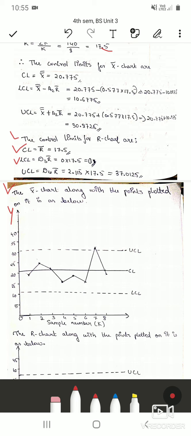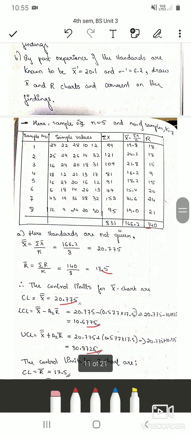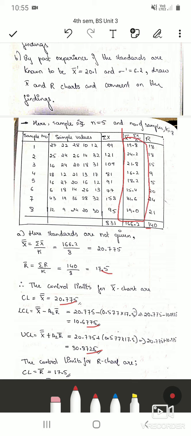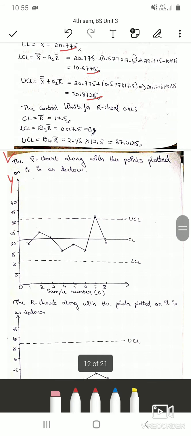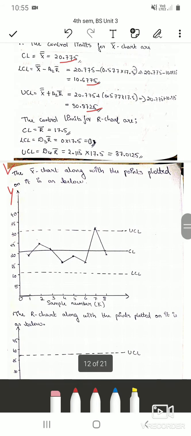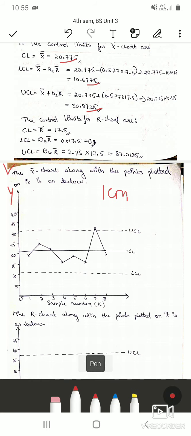On the Y axis you have to take a scale such that all the points are covered: the lower control limit, upper control limit and central line, along with the X bar values you are plotting. So take the values such that all those points are covered. Here the highest value is 31.6, so values from 0 to 31.6 must be covered. I have taken 1 centimeter equal to 5 units.